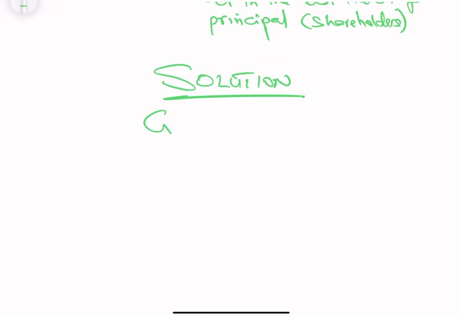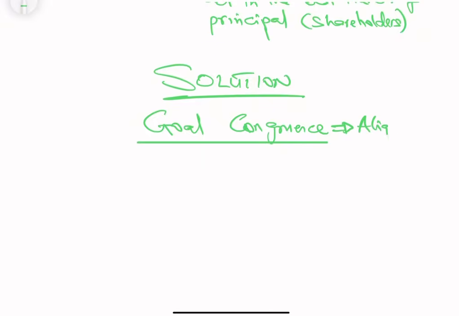The solution is what we call goal congruence. Goal is your interest. Goal is your objective. Congruence means alignment. So I will call this just alignment of interest. What you are trying to do is to do things that will give you alignment of interest for both the directors and the shareholders.